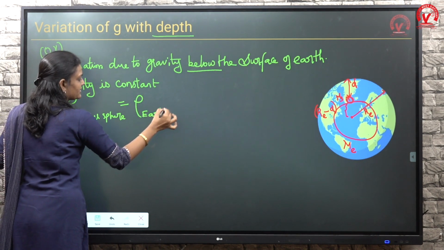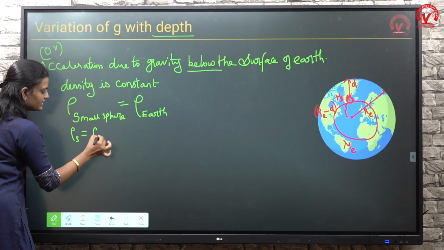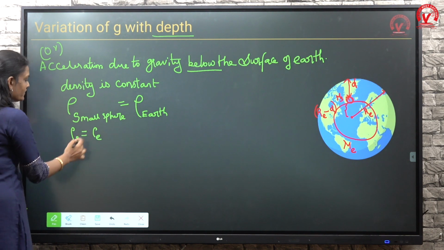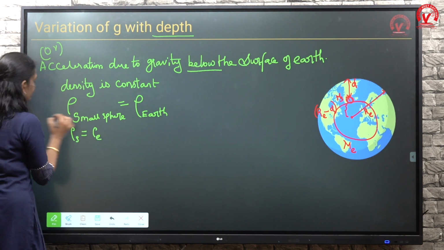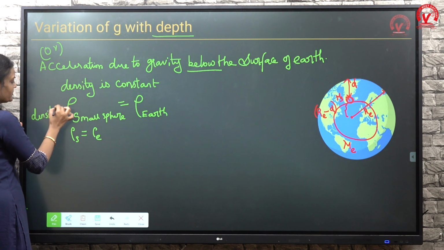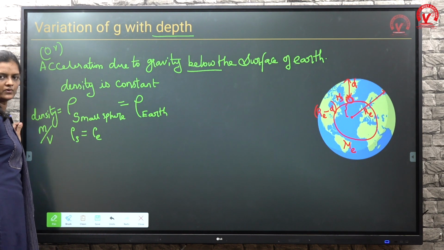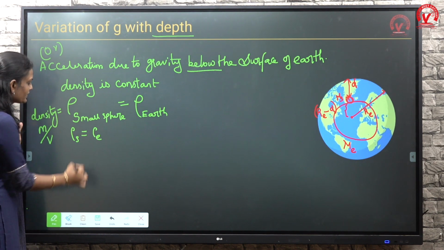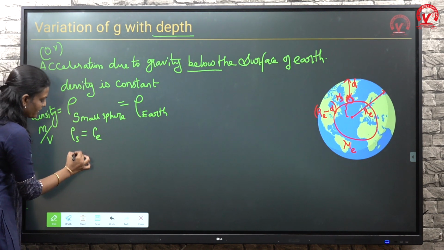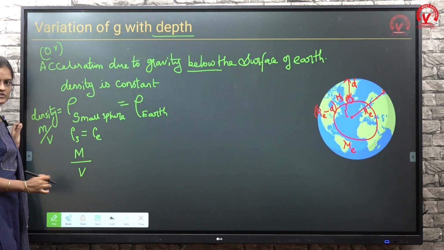This can be written as rho S is equal to rho E, where E is for Earth. Now we know the formula for density. Density is equal to mass by volume. Density is rho, and rho is nothing but mass by volume.